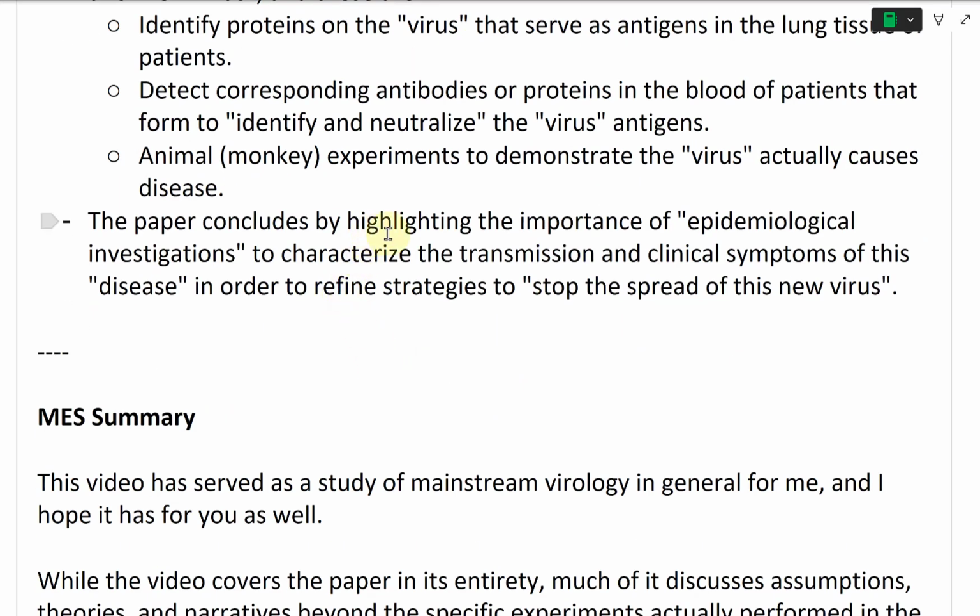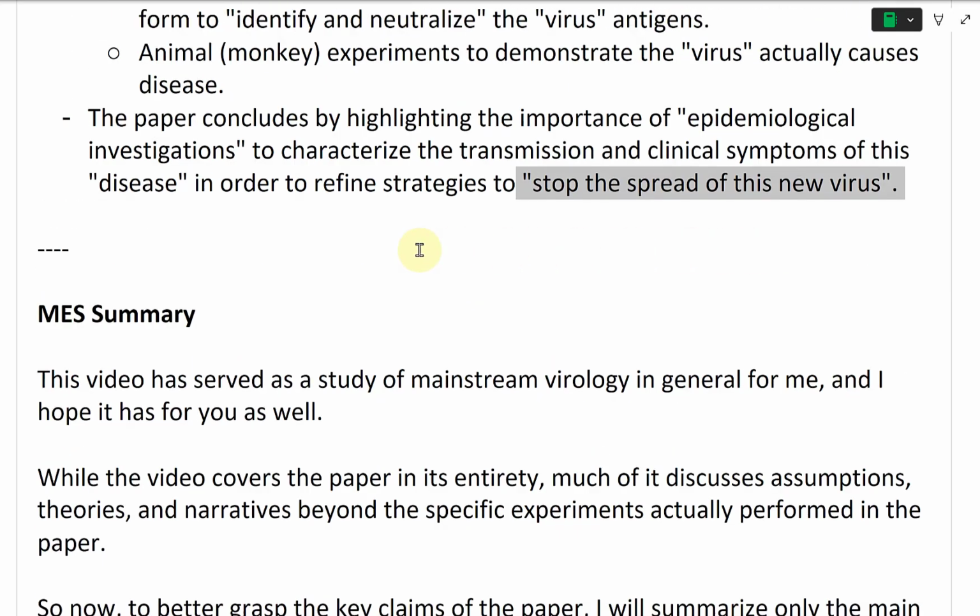And the paper concludes by highlighting the importance of epidemiological investigations to "characterize the transmission and clinical symptoms of this disease" in order to refine strategies to "stop the spread of this new virus." Interesting. So yeah, I'm just paraphrasing that.